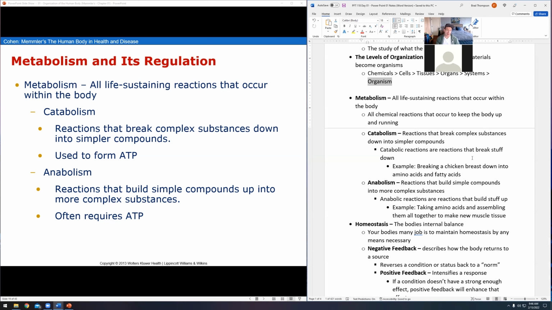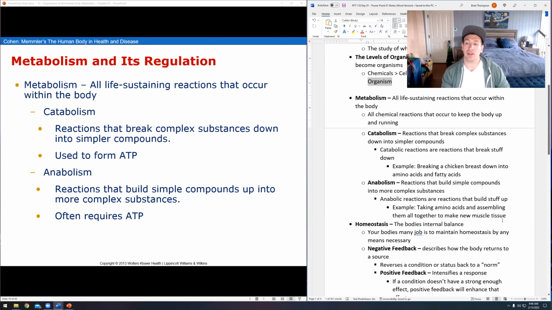That's true to a point, but it's not exactly the most scientific breakdown because it's forgetting a lot of other parts of metabolism. So we're going to be a little bit more specific about it. Metabolism is going to refer to any and all life-sustaining reactions. If it's a chemical reaction taking place inside your body, we're going to call that metabolism, right?